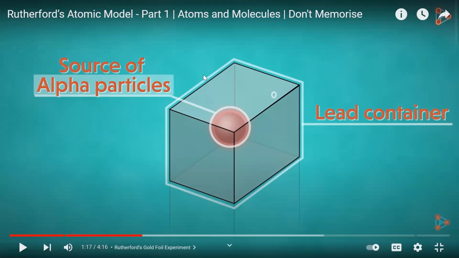Later on we shall be looking at what alpha particles are, but what we need to know at the moment is that alpha particles are positively charged particles. They have a positive charge. That's what we need to know at this point. We'll be looking at it later on under radioactivity.